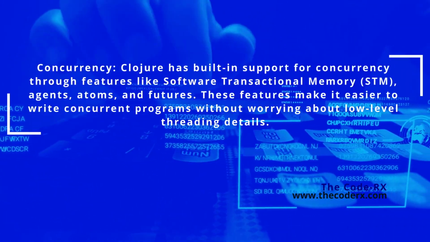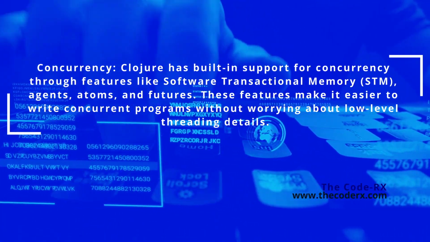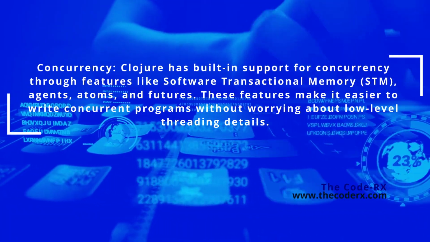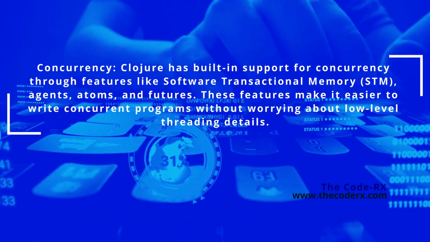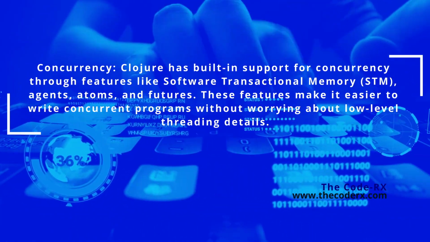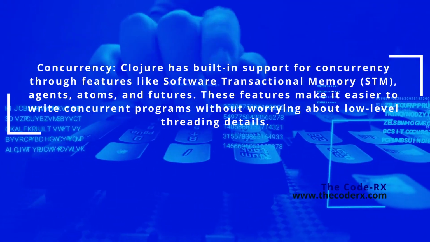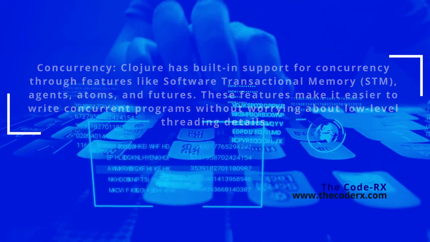performance. Now, concurrency is another key feature. Clojure has built-in support for concurrency through features like software transactional memory or STM, agents, atoms, and futures. Now, these features make it easier to write concurrent programs without worrying about low-level threading details.